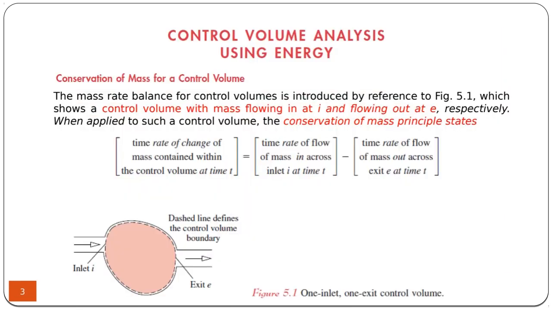So let's first remember the difference between a closed system and an open system. A closed system, or control mass, has no mass interaction at the boundary. So no mass can cross the boundary.